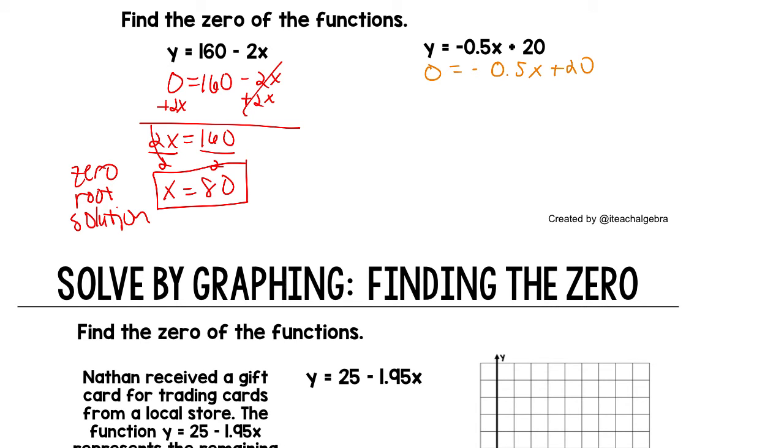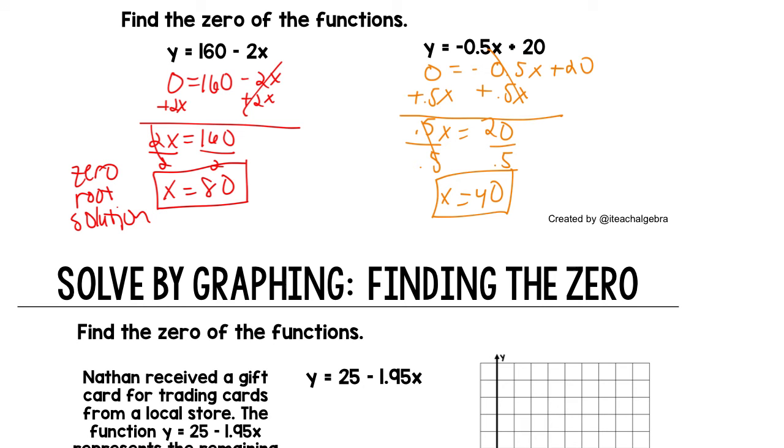And we solve for x. Let's add that 0.5x to each side again. I'm choosing to do that because my x is negative, and I know I won't have to deal with a negative number if I add it to each side. So 0.5x equals 20. Divide by 0.5. That gives me x is 40. So the solution, the zero, the root for this function is 40.